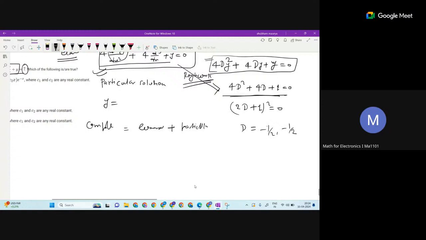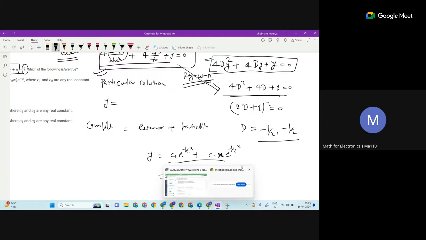So in that case, if your root is repeated, your solution is going to be c1 e to the power minus 1 by 2 x plus c2 x e to the power minus 1 by 2 x. If your root is repeated, here it will be a multiplication by x. That is, it will be e to the power minus 1 by 2 x times (c1 plus c2 x). So this is the general solution.